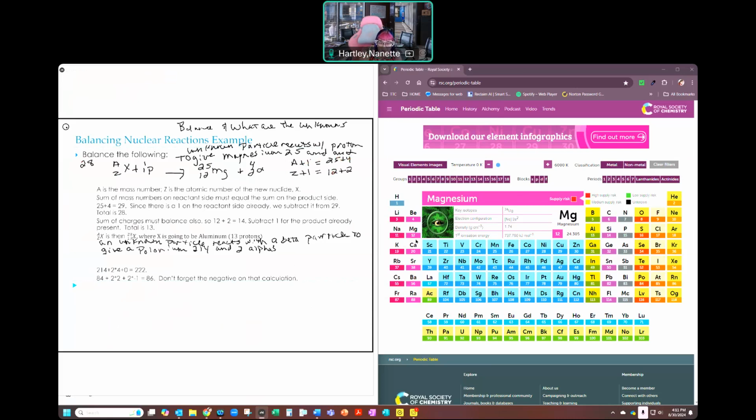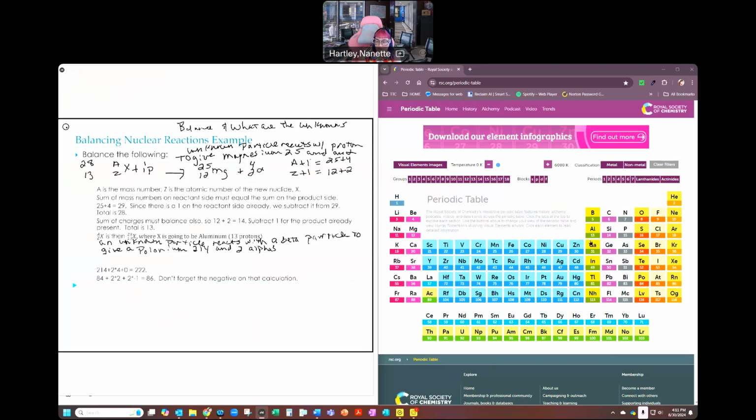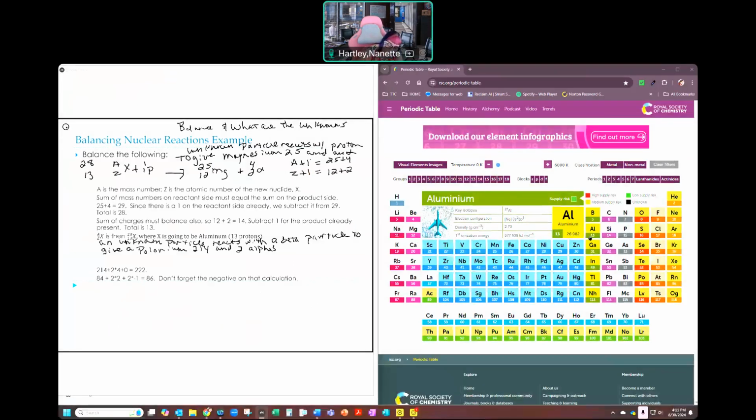So 12 plus 2 is 14. I can subtract the 1 that's here, that's 13. And if it's 13, then I'm looking right here. Number 13 is Al. And so that unknown particle right there is 28/13 Al. And that's what I'm doing, is just figuring out what that other number needs to be to make that true. That's it. Okay. So this is mostly about interpreting what else I've been told.